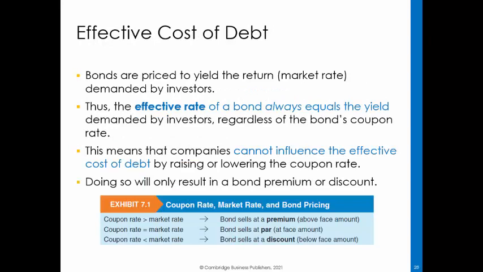The effective rate of a bond always equals the yield or market rate demanded by investors, regardless of the coupon rate of the bond. This means that companies cannot influence the effective cost of debt by raising or lowering the coupon rate. Doing so will only result in a bond premium or discount. The effective cost of debt is reflected in the amount of interest expense reported in the issuer's income statement. Because of bond discounts and premiums, interest expense is usually different from the cash interest paid.